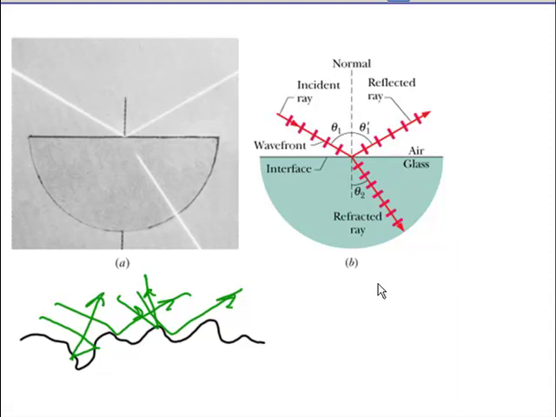Slightly more difficult to understand is the bending of light when it goes into a material. It turns out that that comes from the fact that the light moves somewhat slower inside the glass than it does in the air. As a result, it bends towards the normal.